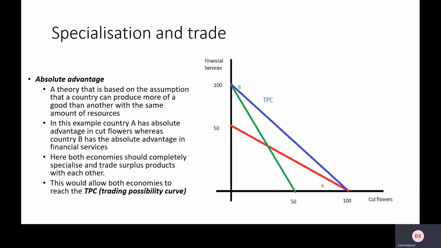Now, what you can see is the trading possibility curve is further out than both of the individual production possibility frontiers. So it shows through trade and specialization and interdependence, it means that the people within these economies could now access more output than what they could do before. Okay, so absolute advantage: countries will 100% specialize production on what they can produce more efficiently than other countries, and then use that output to trade with other economies across the world.